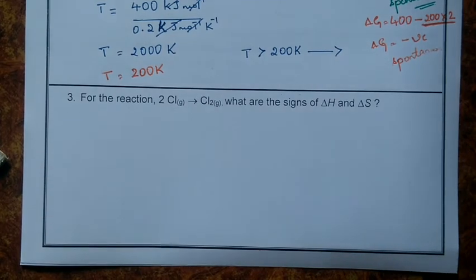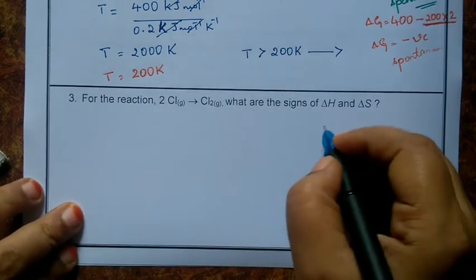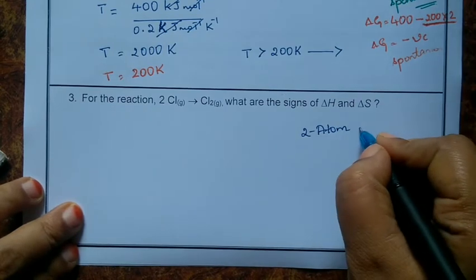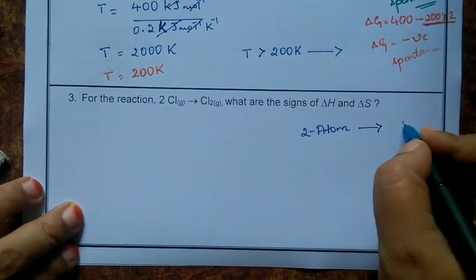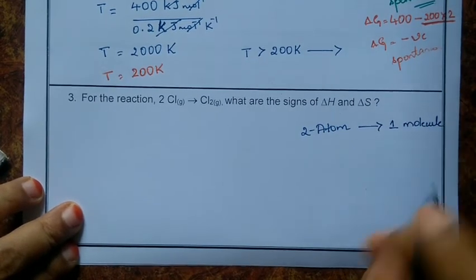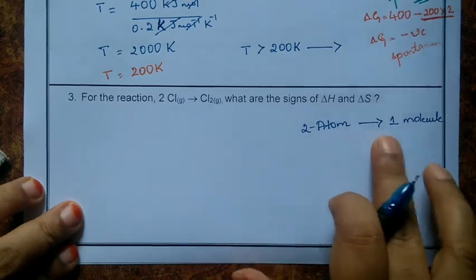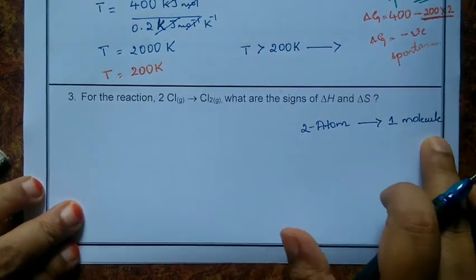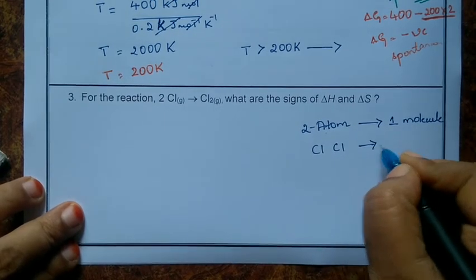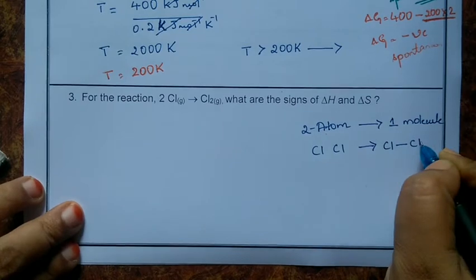Next question. For the reaction 2Cl giving rise to Cl2, what are the signs of delta H and delta S? So here, we have 2 atoms, and the 2 atoms are combining together and forming one molecule. Both are in gaseous state only. But 2 atoms are combining to form one molecule. A bond is formed. So 2Cl were separate, and they have combined together and a bond is formed.